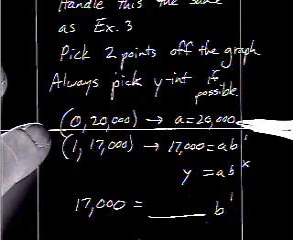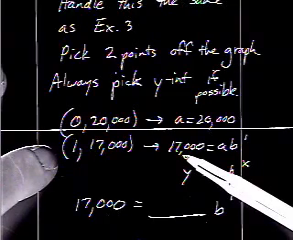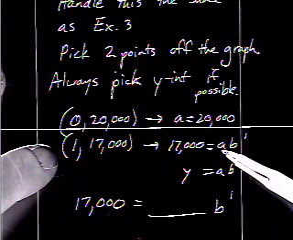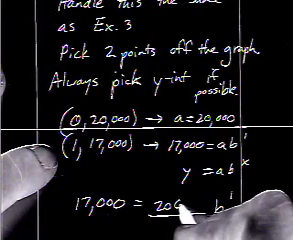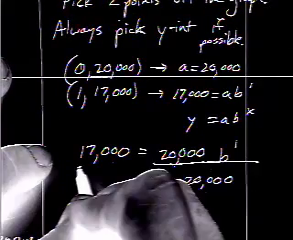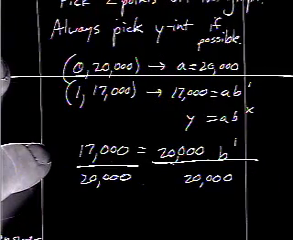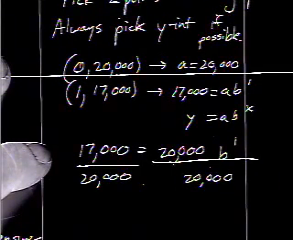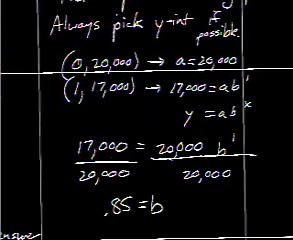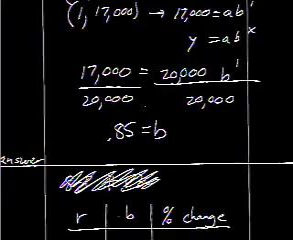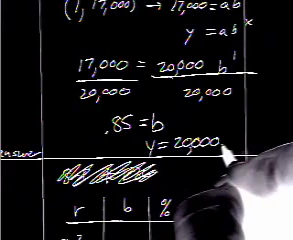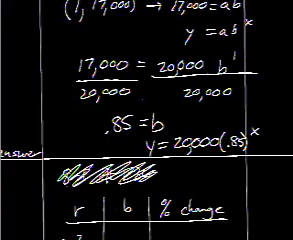As soon as you know the a value, you can use it. For instance, on the next equation, I plug in 17,000 for y and 1 for x. Well, I already know the value of a, right? That's 20,000, so I'm going to plug that in here, 20,000. And then I'm going to divide, obviously, in order to come up with the value of b. That should be easy. 17 divided by 20 is 0.85. So you would have your equation, y equals 20,000 times 0.85 to the x.